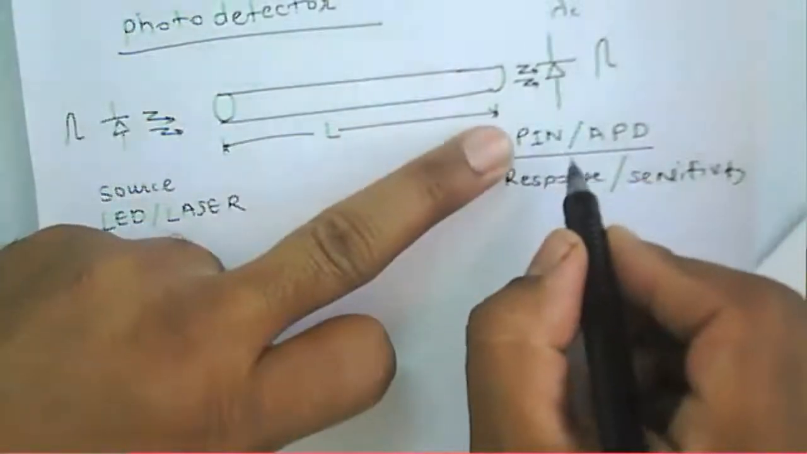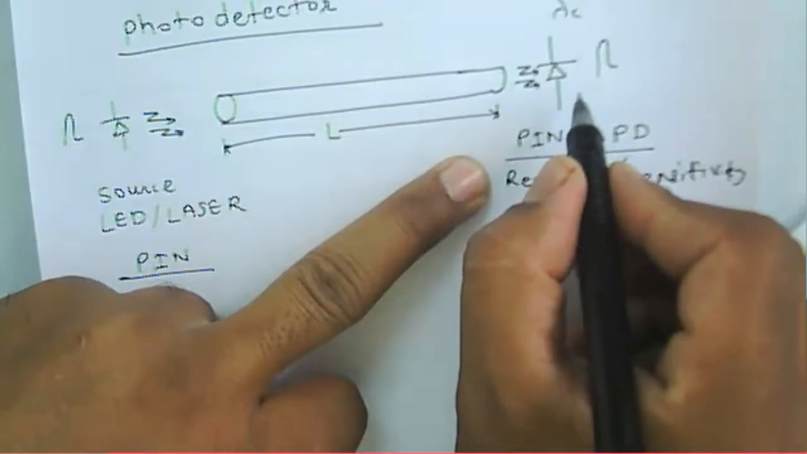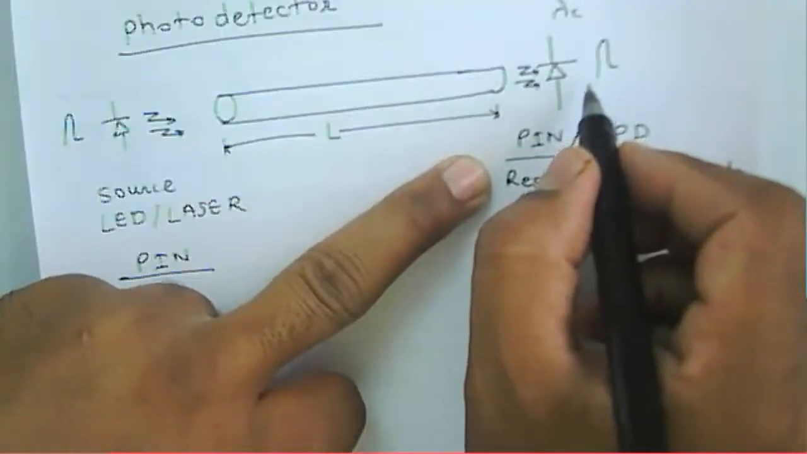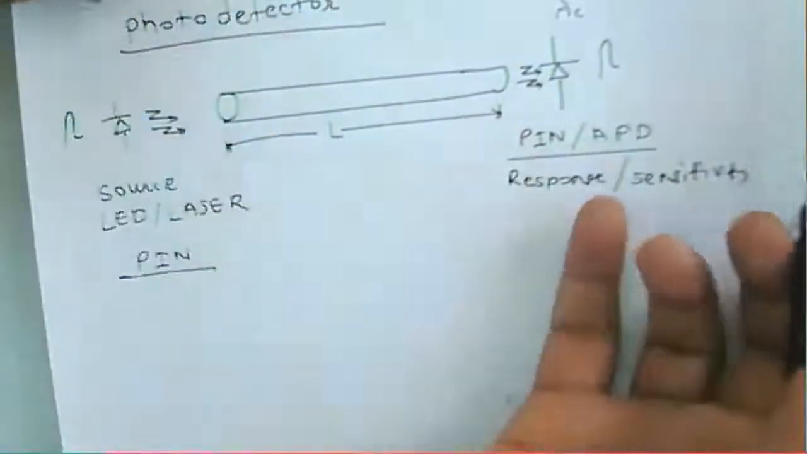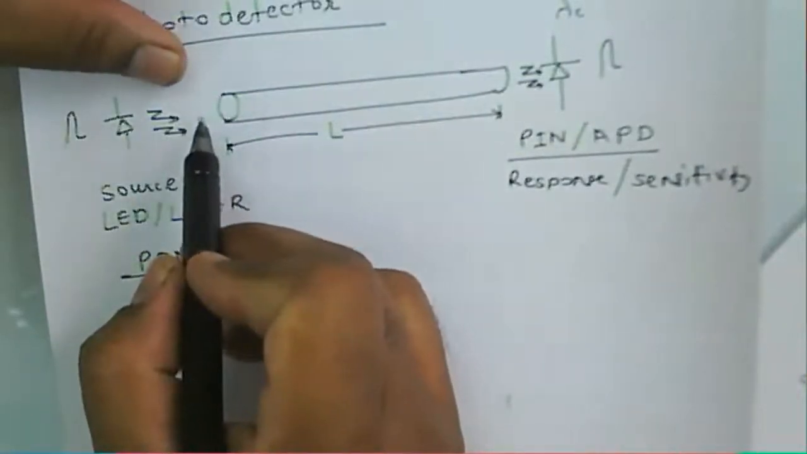Now, what is a detector? Light falls on it, and it generates electrical energy. So how does it generate that electrical energy? For that we need to learn how your source generates the photon.